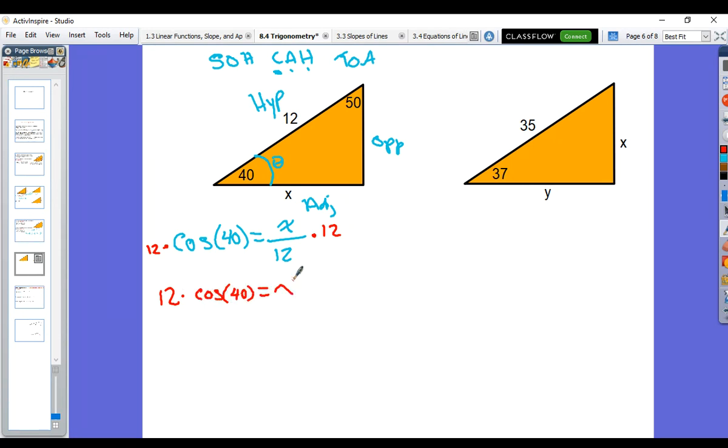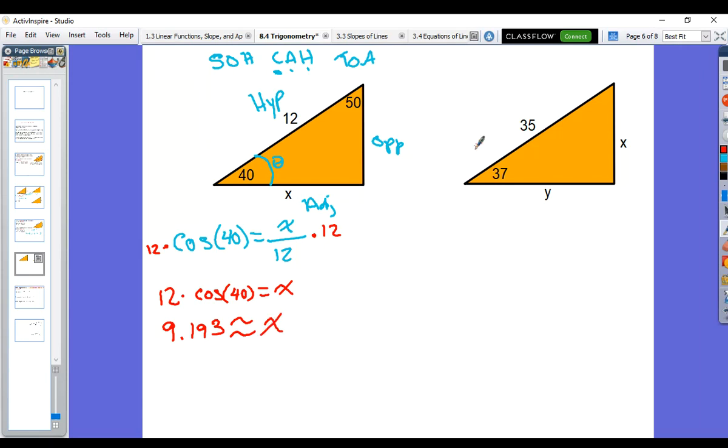And very similar to tangent, this is where we plug it into the calculator. We'll take 12 times, click on cosine, enter 40 in the parentheses, close the parentheses, and hit enter. You should get roughly 9.193, which rounds out to make x.